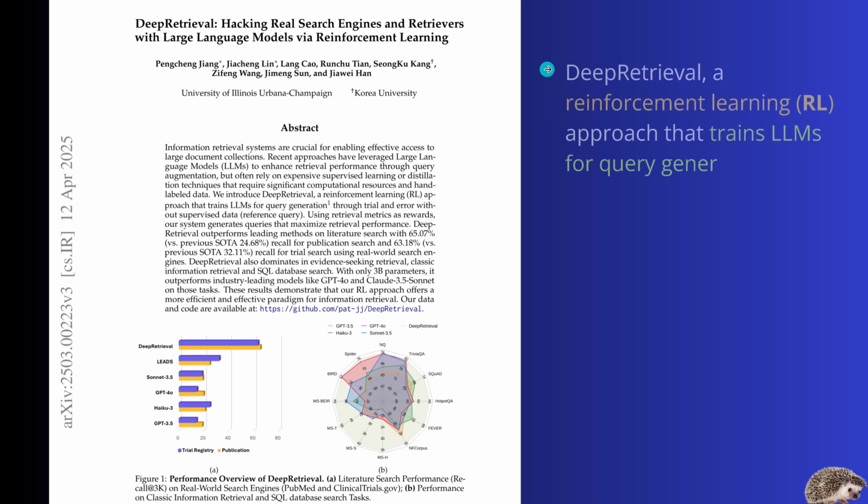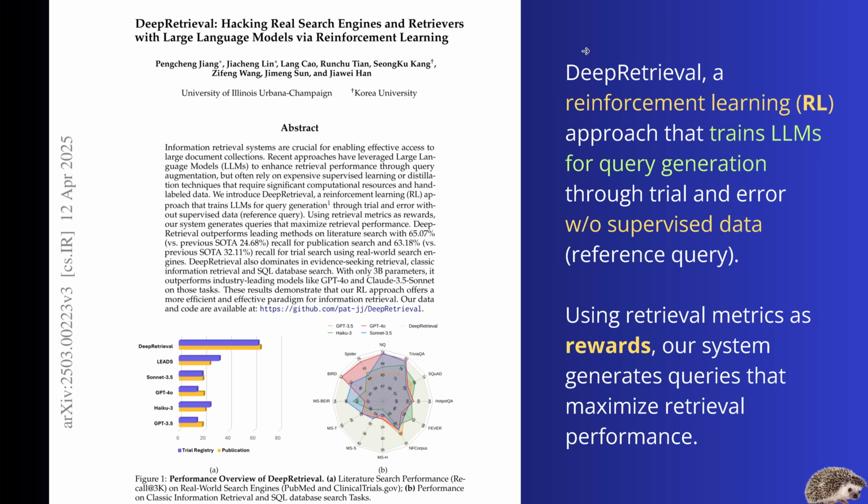This was quite an influential paper because it had a reinforcement learning approach to train our very dedicated LLMs for query generation through not human annotation, but trial and error without supervised data. This was amazing. You just tell a system, hey, self-optimize yourself. And of course, we had to have success factors. We call them retrieval metrics. And if you know about reinforcement learning, we have another term for it. We call it a reward function or reward system. If we define now this metric, these rewards, our system generated queries that really maximize the retrieval performance.